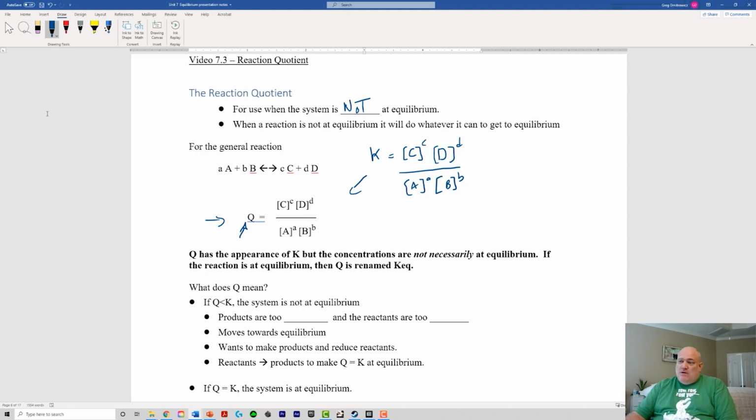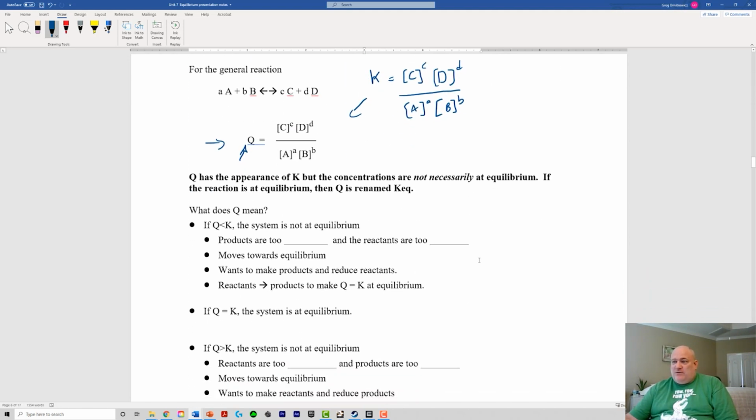So if I gave you values of C, D, A, and B, you could theoretically have the exact same values that put this at equilibrium. So our Q could be equal to our K, and therefore we'd say it's at equilibrium, but it's very unlikely that our Q is equal to K. So what does Q mean? Well, if our Q is not the same as our K, it simply means that we're not at equilibrium.